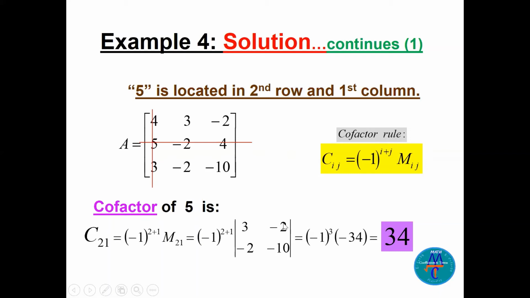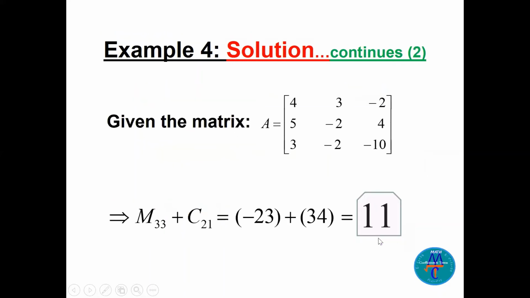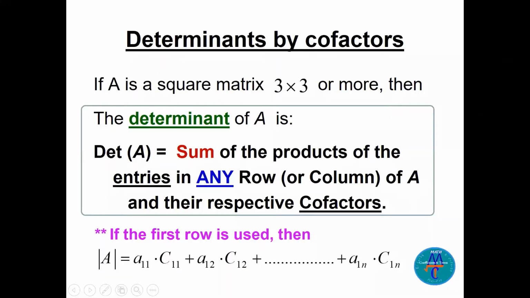And then minus 4, because this is the minus. This will be minus and minus. 3 minuses are there. So minus 30 minus 4 is minus 34. And there is a minus here, so it becomes 34. Now, what do we need? M33 plus capital C21: minus 23 plus 34 will be 11.